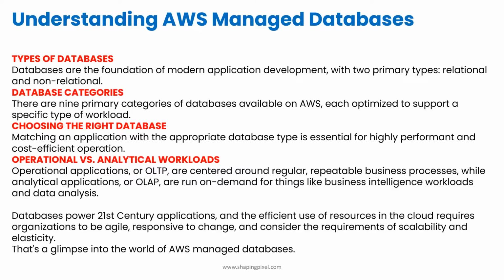So operational applications or OLTP are centered around regular, repeatable business process, while analytical applications or OLAP are run on demand for things like business intelligence workloads and data analysis. Databases power 21st century applications, and the efficient use of resources in the cloud requires organizations to be agile, responsive to change, and consider the requirements of scalability and elasticity. That's a glimpse into the world of AWS managed databases.